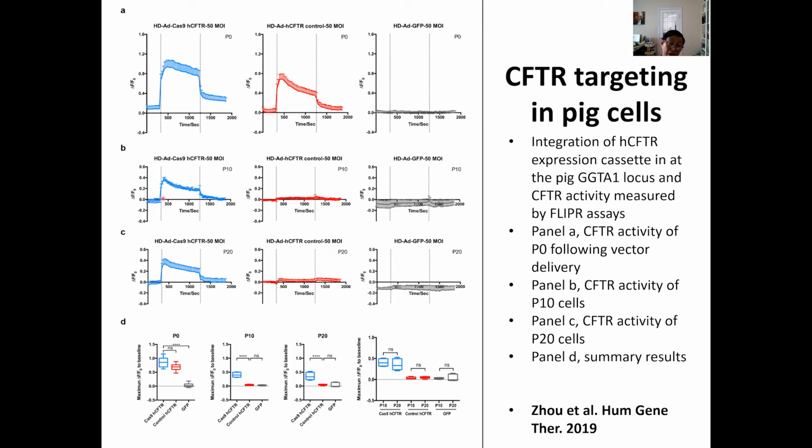You can see that when you add forskolin, you see CFTR activity, and after you add CFTR inhibitor, the activity is inhibited. And this is just to summarize. For example, at passage 10, if you have the negative control or a regular vector with no gene integration, you don't see CFTR activity. And here you see nice CFTR activity. Twenty passages is pretty much the same.